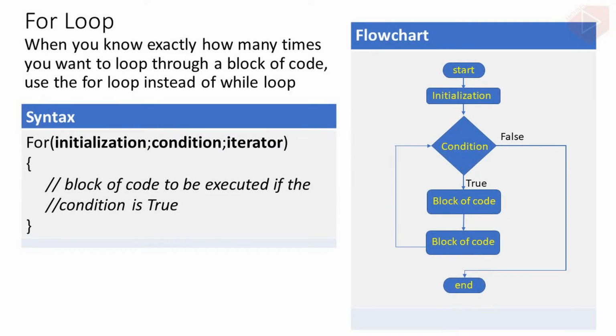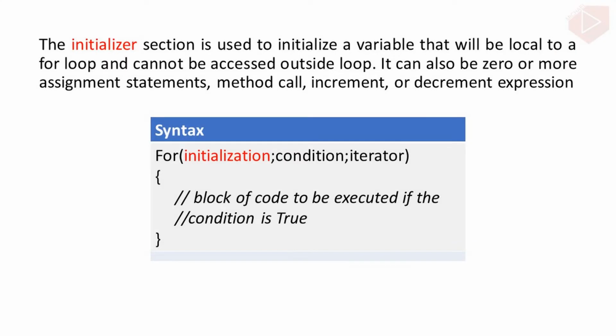When you know exactly how many times you want to loop through a block of code, use the for loop instead of the while loop. The initializer section is used to initialize a variable that will be local to a for loop and cannot be accessed outside the loop. It can also be 0 or more assignment statements, method calls, increment, or decrement expressions.